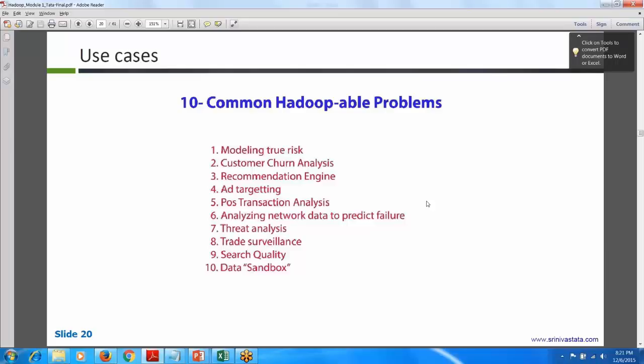Coming to the third one, recommendation engine. We need not speak about recommendation engine; we have already spoken about it twice. Amazon is the example. Coming to ad targeting.